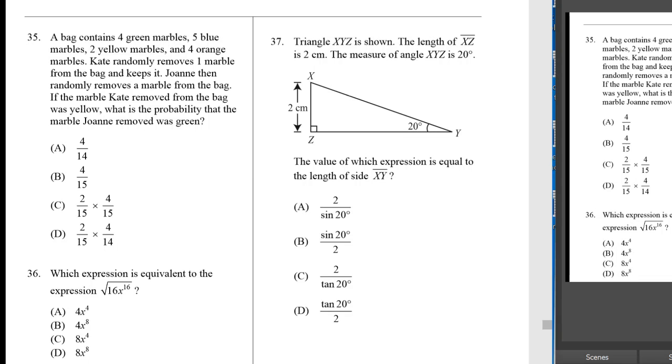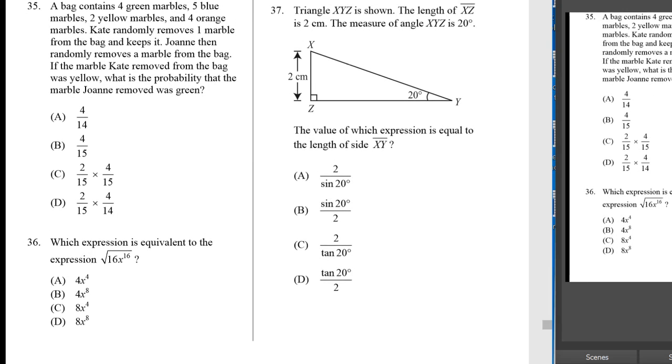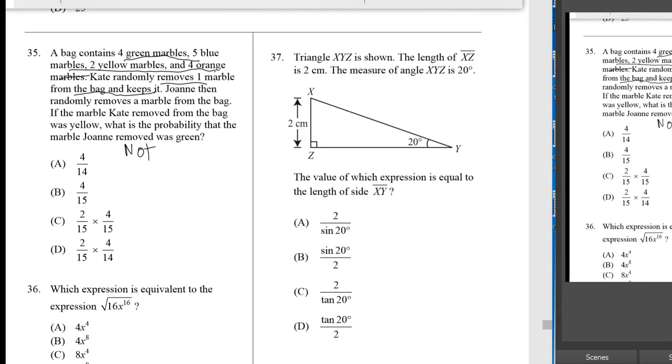Alright, number 35. Probability. They've been asking quite a few probability questions, so let's go through this. A bag contains 4 green, 5 blue, 2 yellow, and 4 orange marbles. She removes 1 marble and keeps it. So this is not replaced. That's something I want to indicate: not replaced. That means when she takes it out, it's gone forever.